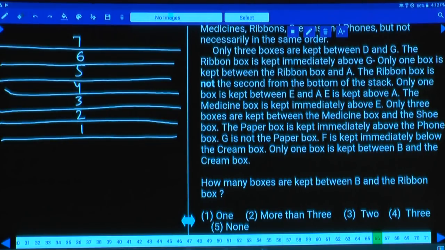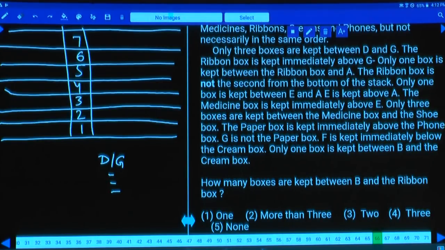Then what about condition number 1 here? Now the first condition is that only 3 boxes are kept in between D and G. How many are in between D and G? 3 are kept in between D and G. If D or G is here, and 1, 2, 3, D or G will be here. Only 3 are in between D and G. The ribbon box is kept immediately above G. Only 1 box is between ribbon and E, isn't it?